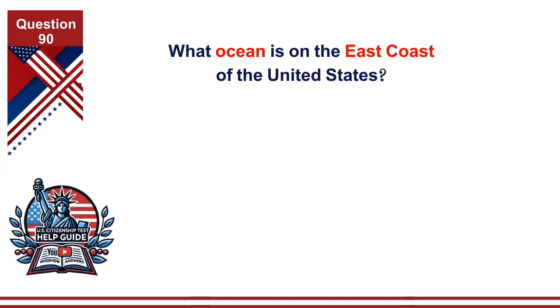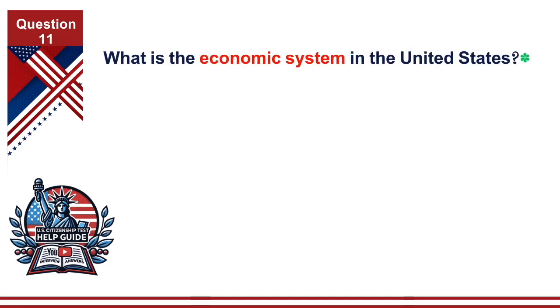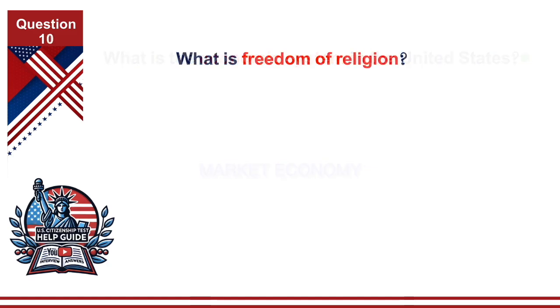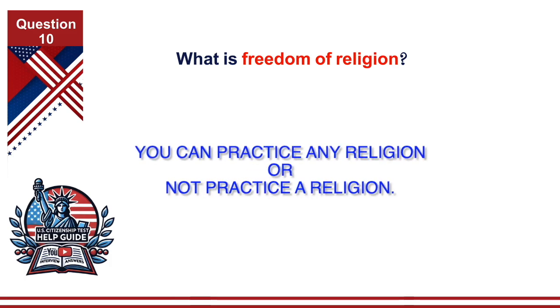What ocean is on the east coast of the United States? Atlantic Ocean. What is the economic system in the United States? Market economy. What is freedom of religion? You can practice any religion or not practice a religion.